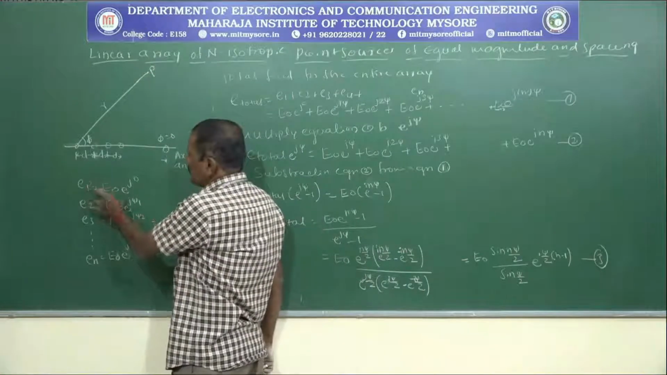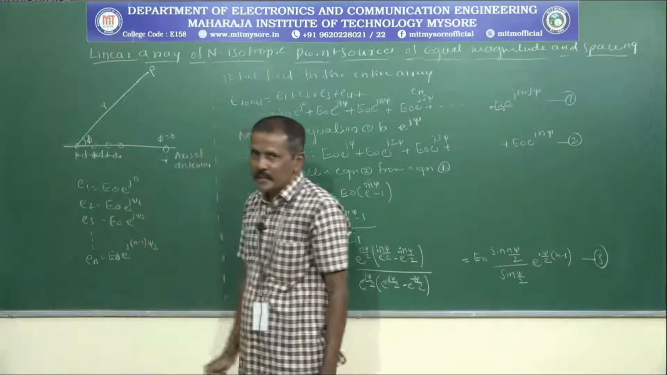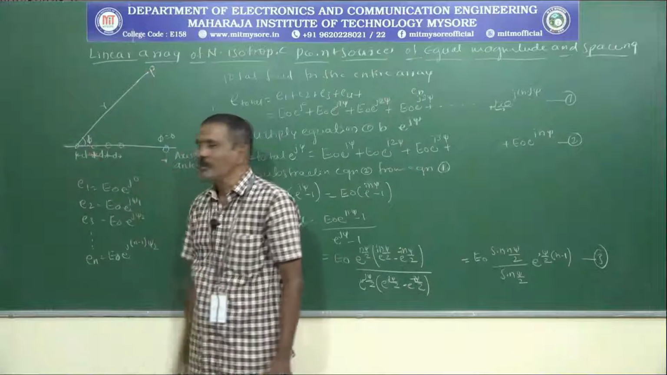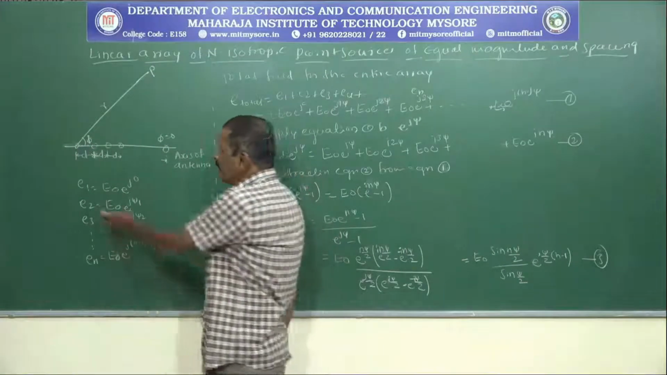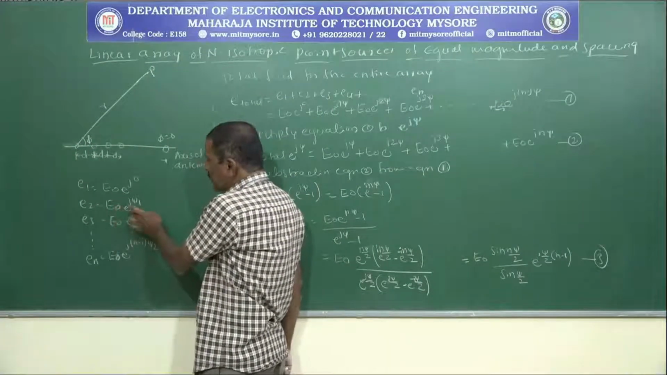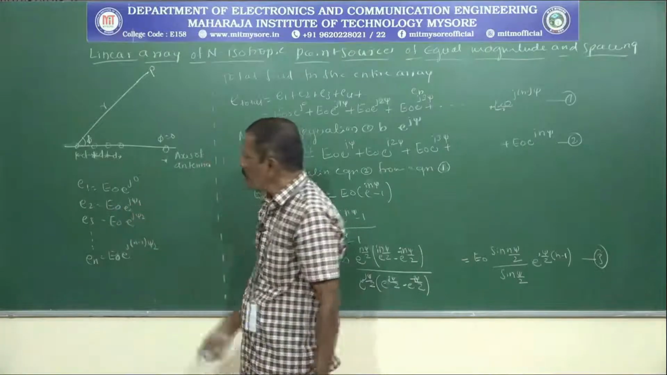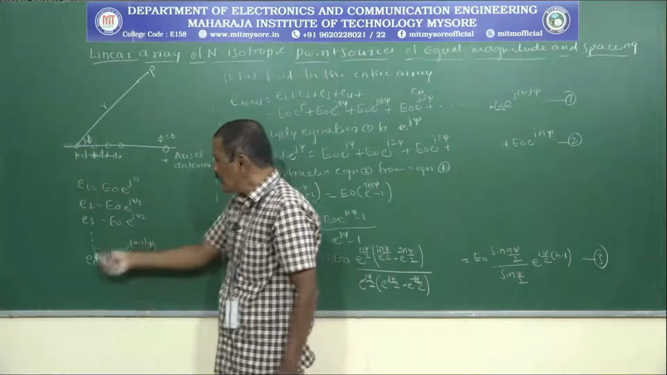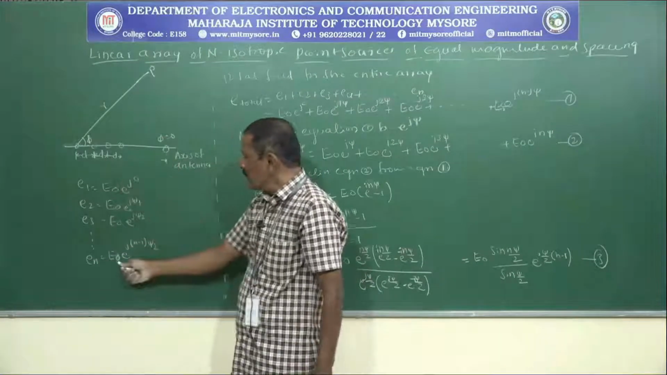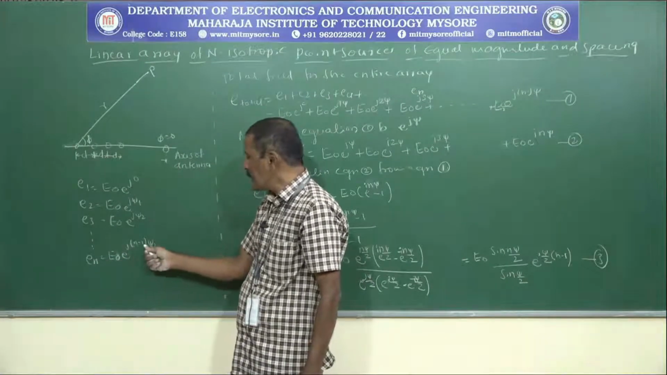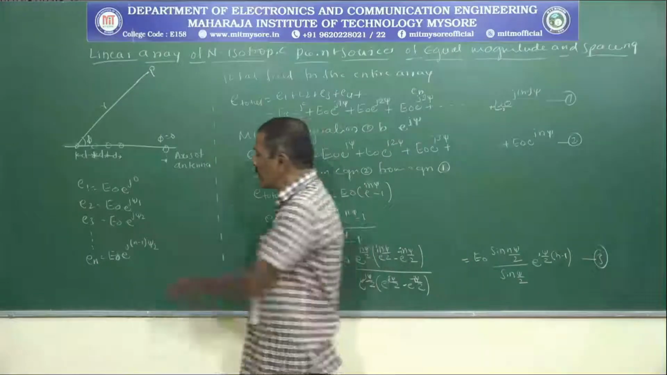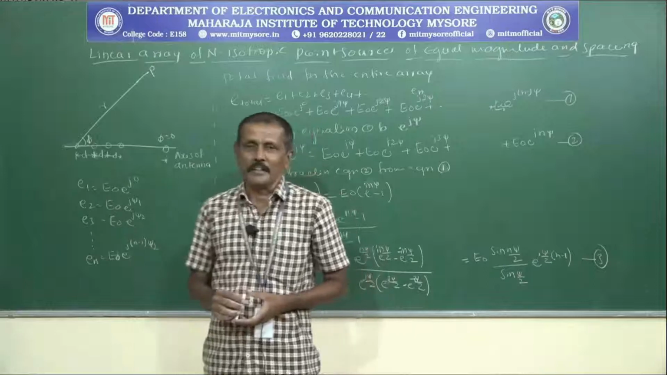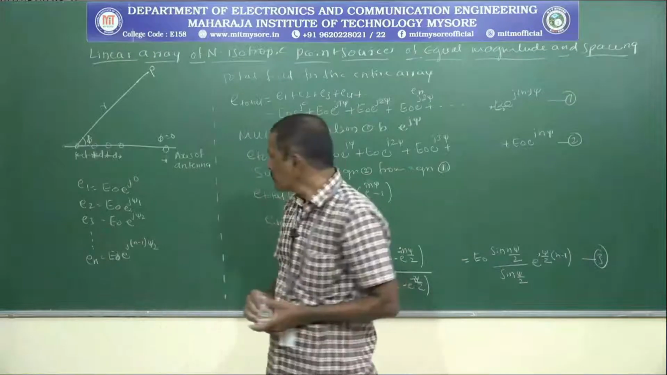Then E1 equals E0 into e to the power of j0. This is the field strength at this point due to the first antenna element. Then E2 is equal to E0 into e to the power of j psi, and E3 is equal to E0 into e to the power of j 2 psi. Like this, for the nth element it is E0 into e to the power of j (n minus 1) psi, where psi is the progressive phase shift between the signals.